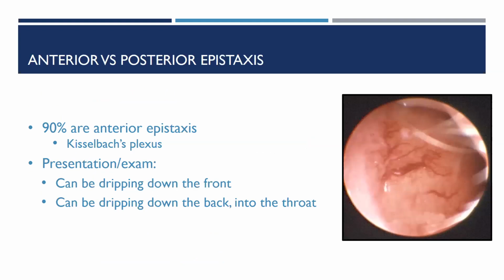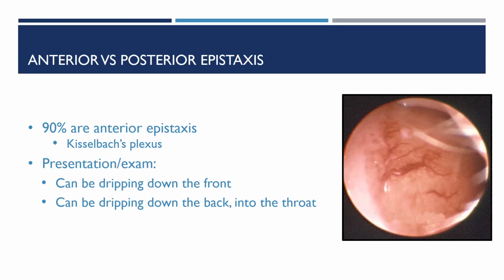So there's this differentiation between anterior and posterior epistaxis. I think the takeaway is that 90% of it is anterior epistaxis. It occurs on the anterior portion of the nasal septum, in something called Kiesselbach's plexus, where all these blood vessels come together.